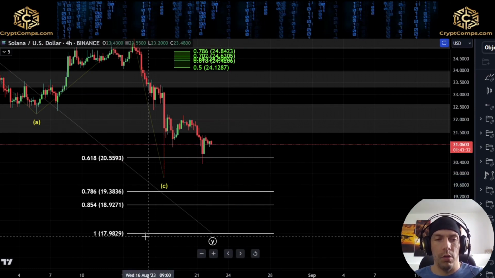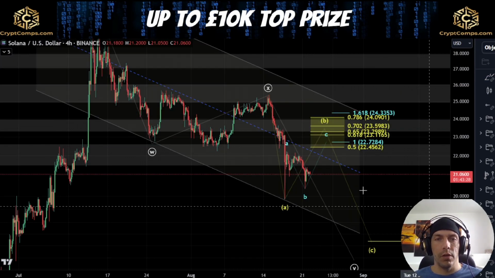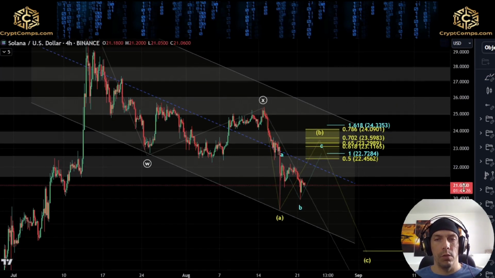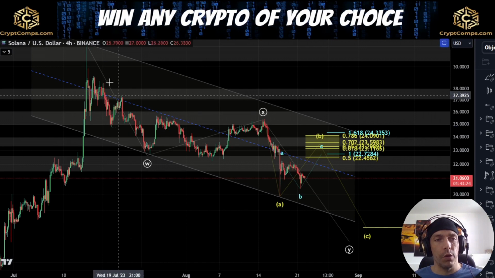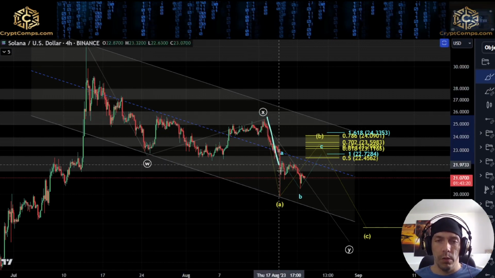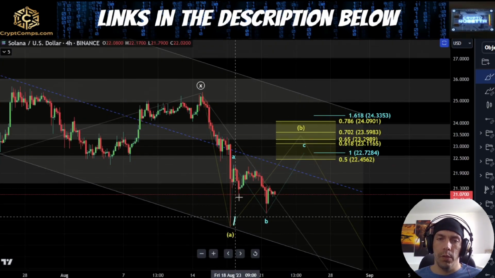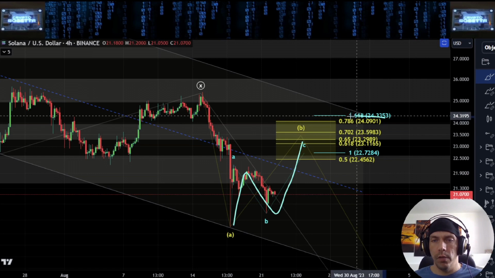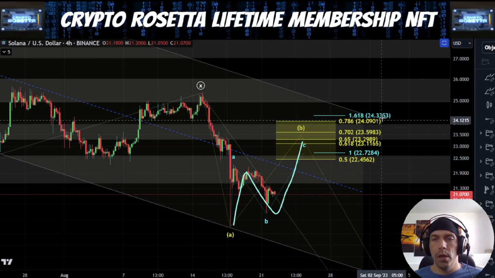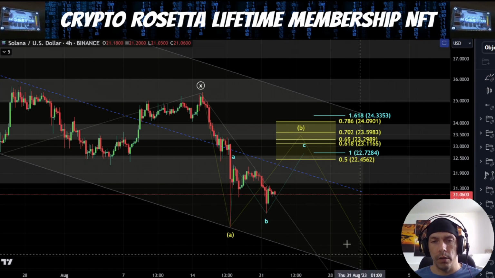Like I said, that 1-to-1 would be here at this 17.98. Now we can also potentially look at this slightly differently, and this is what I was talking about here: we could have this as W, this whole move becomes X as well, and we could look for this as just A, B, and C. Now what this would mean is that we're going to be looking for a 3-wave move to the upside, back into this 24.20, this 24.09 to this 24.45, and then looking for that continuation down.